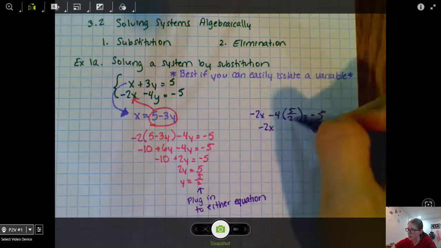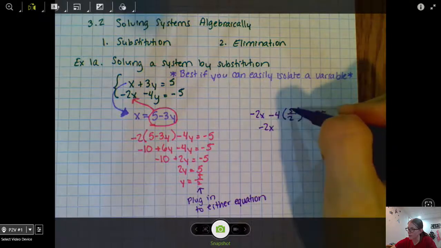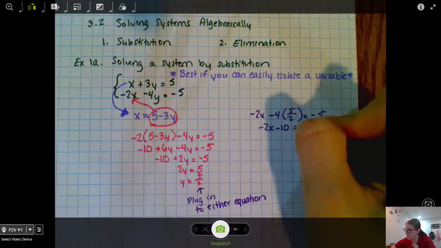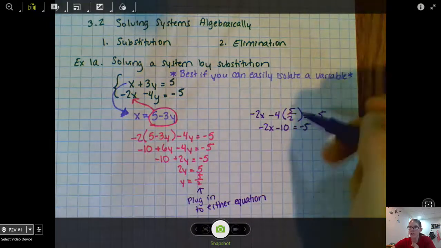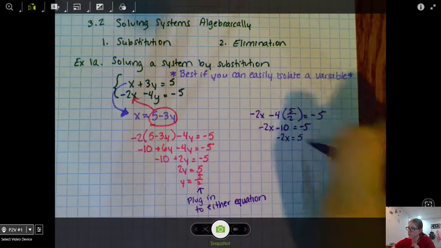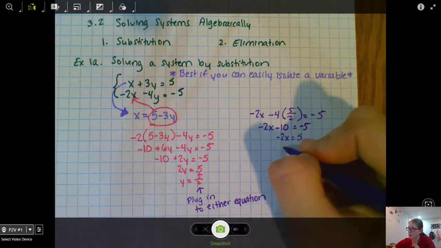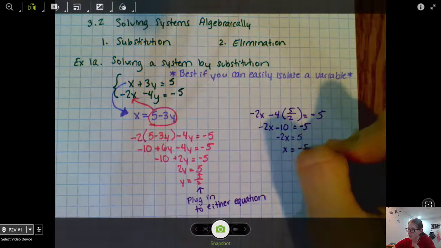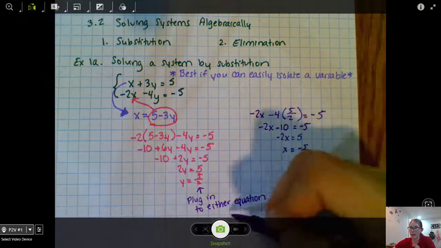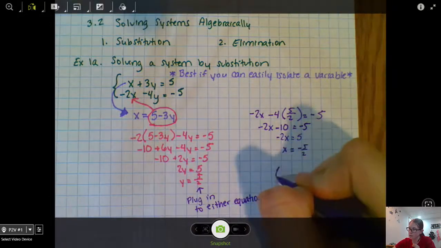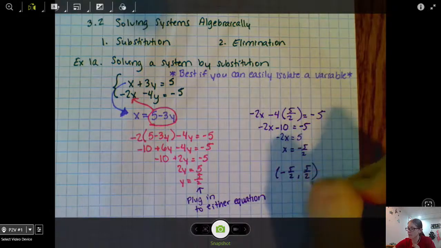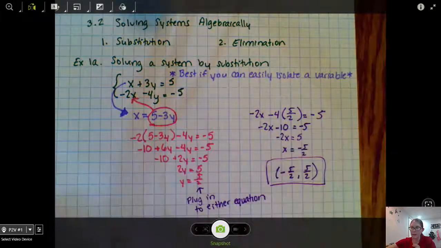Negative 4 times 5 halves. Well, 4 times 5 is 20, divided by 2 is 10. Add 10 to both sides. And divide by negative 2. So x is negative 5 halves. And that gives me my ordered pair, x, y, negative 5 halves, positive 5 halves. That's my answer.